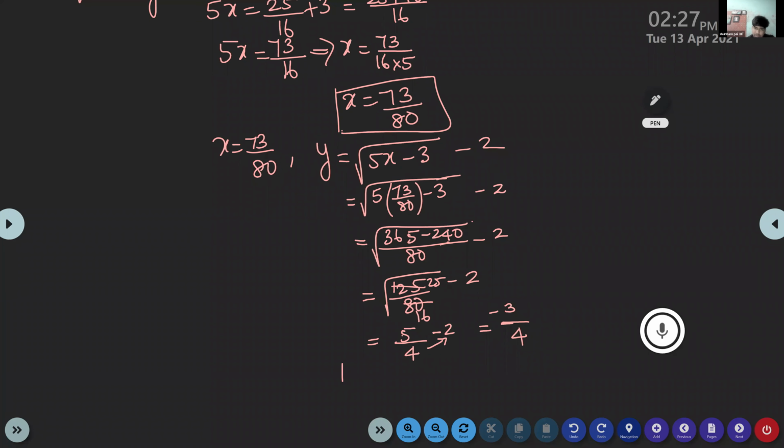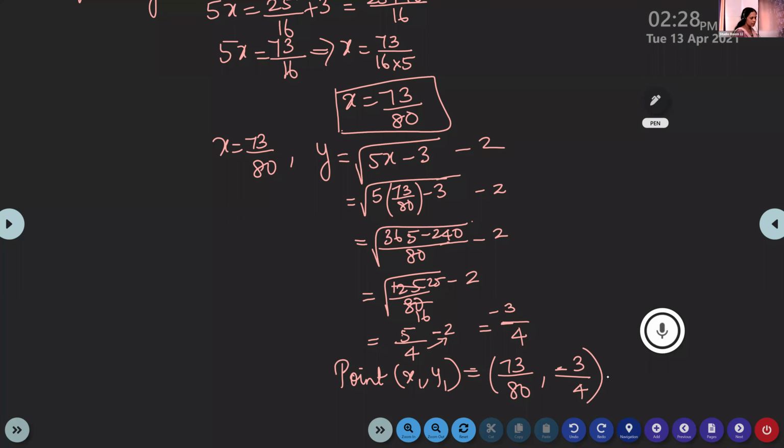So the point x1, y1 is, so we are finding the point. The point is 73 by 80, comma, minus 3 by 4. Now our aim is to find the equation of tangent. What is the question? After doing this much, again read it. What is asked in the question? Why are we doing all those things? Find the equation of tangent.